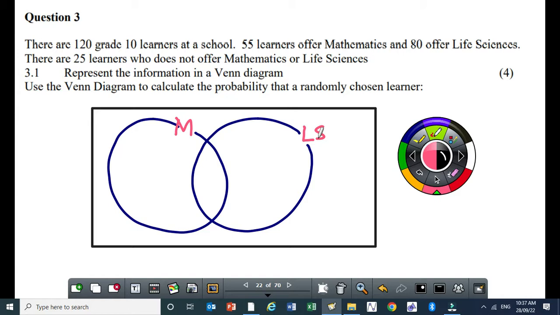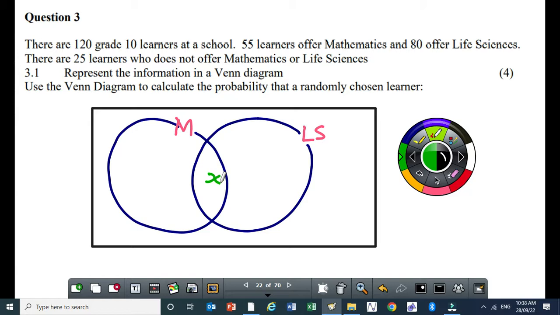When you're drawing the Venn diagram, first check if there is anything common between the two events. In this question, there is no information provided that there are learners doing both mathematics and life sciences. In that case, we are going to call those learners X, those who do both subjects, because the question does not specify how many are doing both. Always start with the intersection. Don't let your mind wander and start thinking, where should I start? You start by thinking about what's common for both.